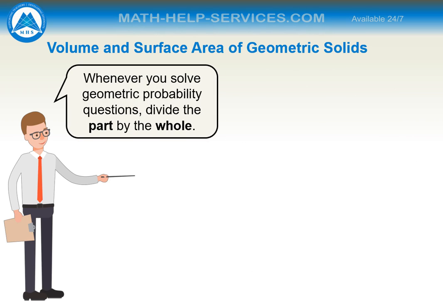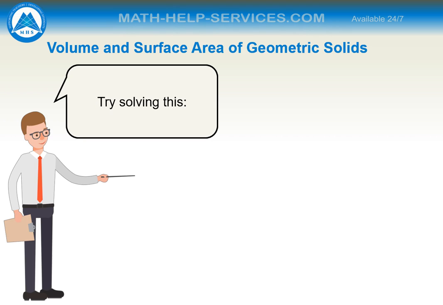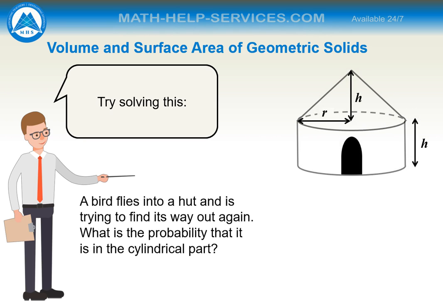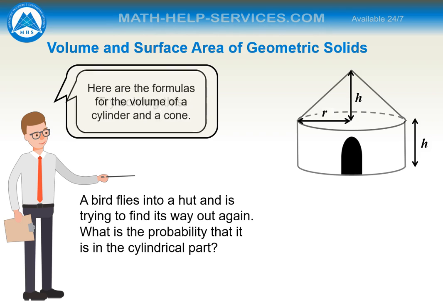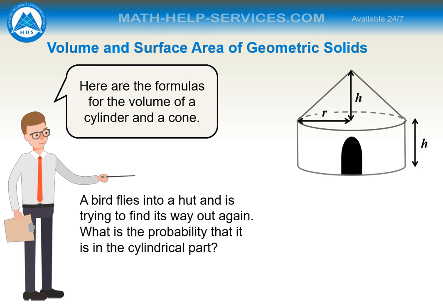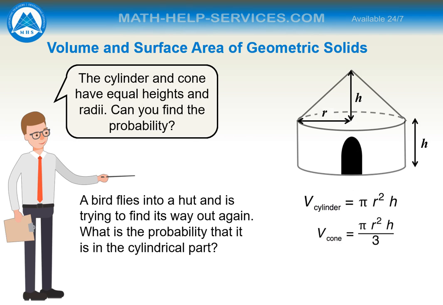Whenever you solve geometric probability questions, divide the part by the whole. Try solving this. A bird flies into a hut and is trying to find its way out again. What is the probability that it is in the cylindrical part? Here are the formulas for the volume of a cylinder and a cone. The cylinder and cone have equal heights and radii. Can you find the probability?